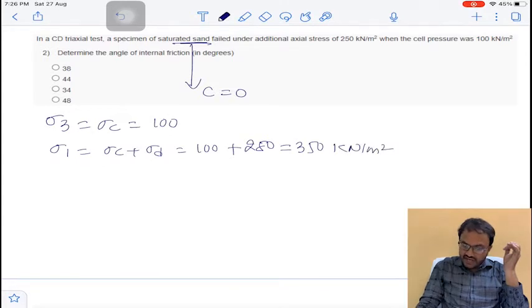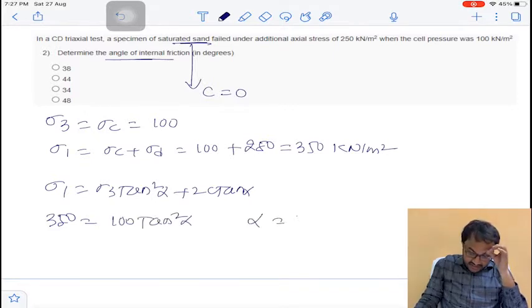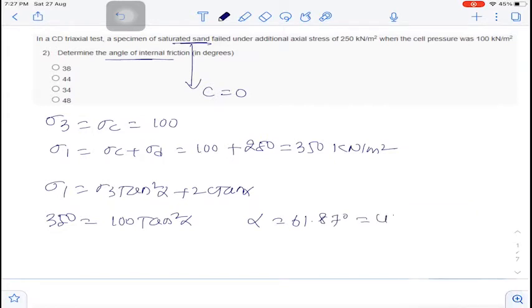Now he asked us to calculate the angle of internal friction. We know the equation sigma 1 is equal to sigma 3 tan square alpha plus 2c tan alpha. So sigma 1 is equal to 350, sigma 3 is equal to 100 tan square alpha. So from here alpha is equal to 61.87 degrees. We know alpha is equal to 45 plus phi by 2. We will get the value of phi as 34 degrees. So answer C for question number 2.